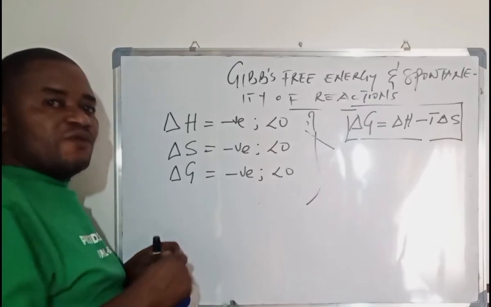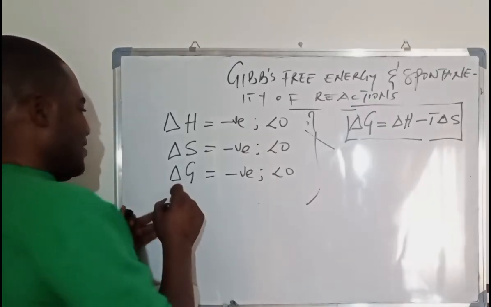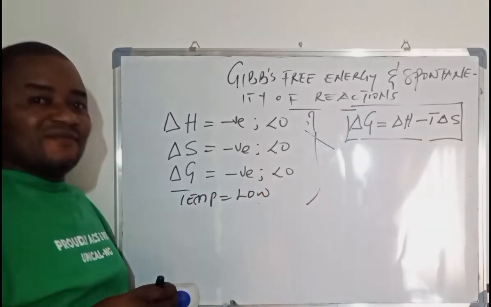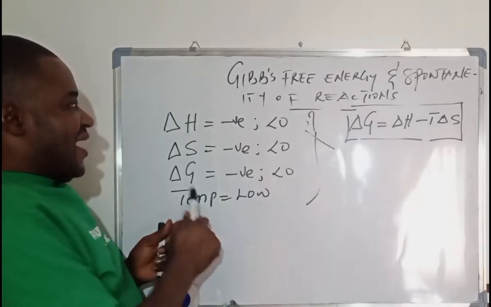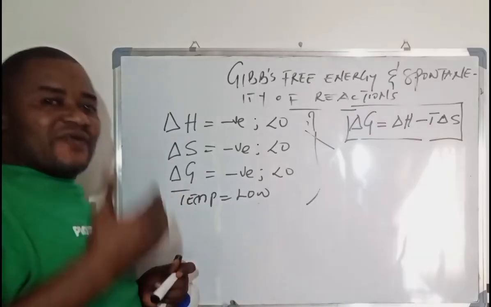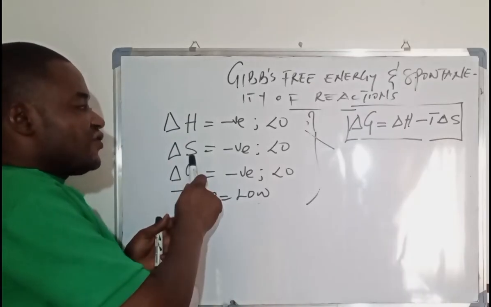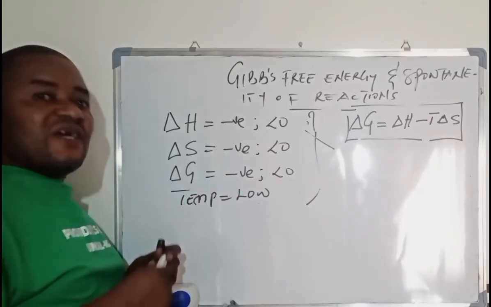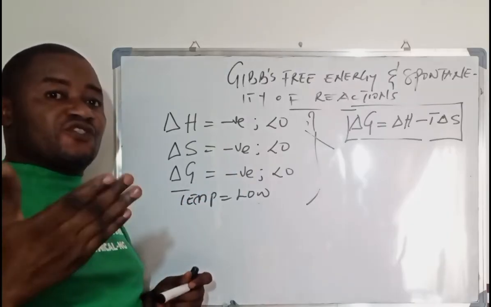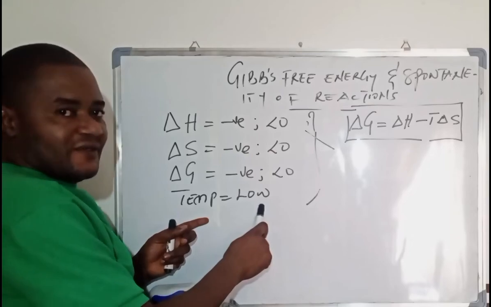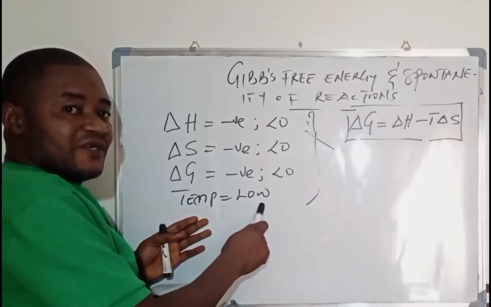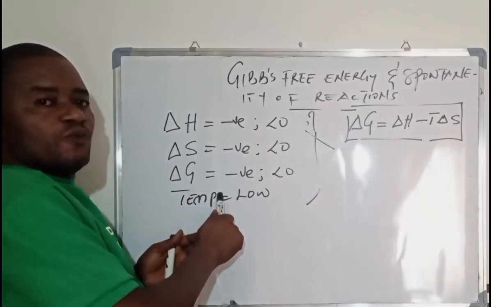Therefore, the system is going to be spontaneous only at low temperature. That means temperature will be low. That's it. So you have an exothermic reaction where heat is given out of the system, leading to a reduction in the degree of disorderliness of the system, which is reduced entropy. It will allow the reaction to exist as a spontaneous reaction only at low temperatures. So if the system is not experiencing low temperatures, you cannot have such a system to be spontaneous.